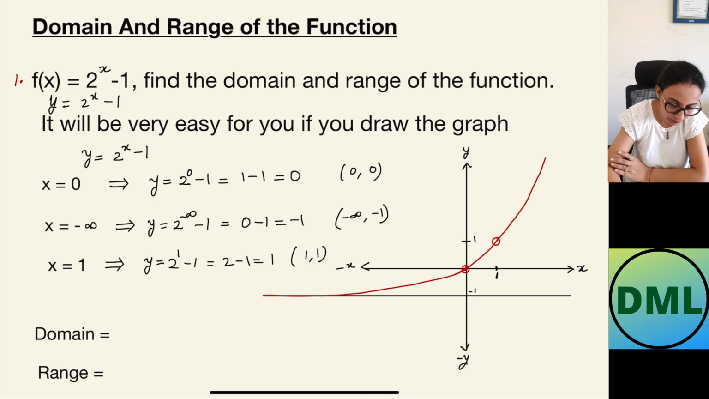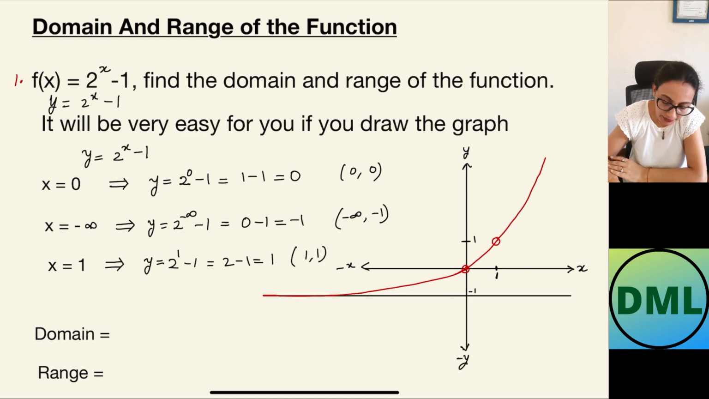Let's plot all the points, as you can see from here. This is my x-axis, this is my y-axis. My curve passes through the origin here. Next, this is my minus 1 here, and my graph approaches minus 1 when x goes to minus infinity. My graph also passes through (1, 1). So this is 1 on the x-axis, this is 1 on the y-axis, so the point is here. If I join it, my graph will go like this.